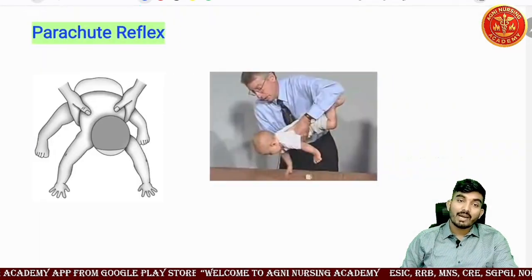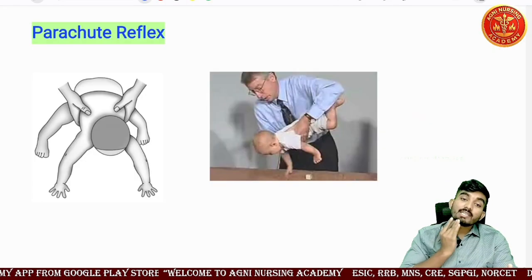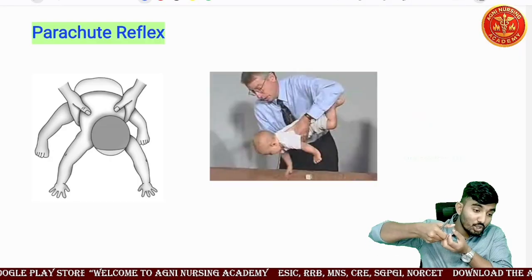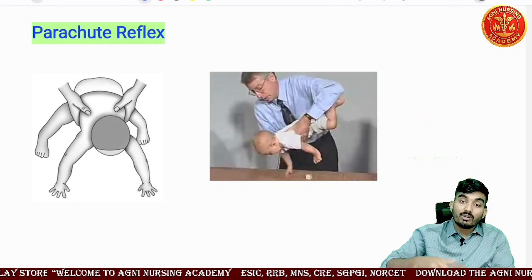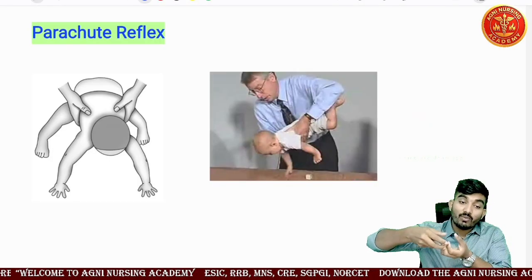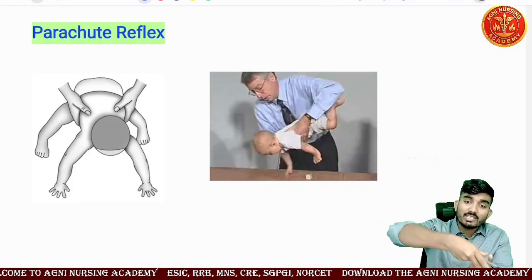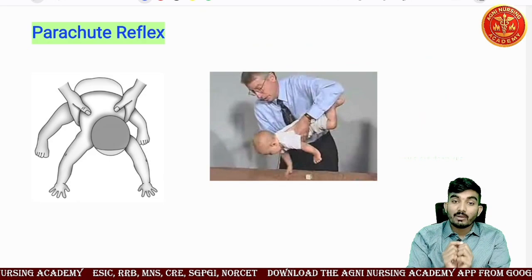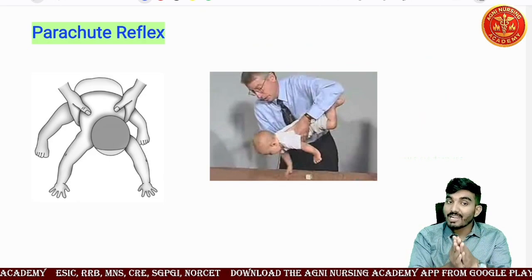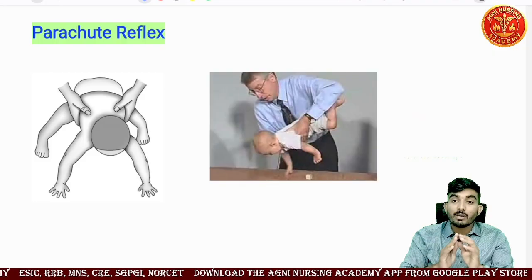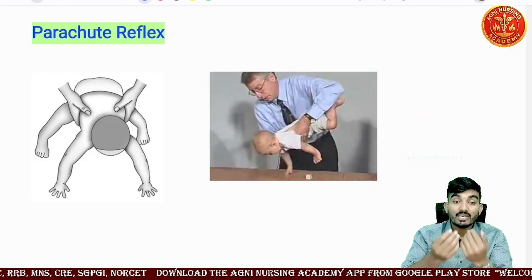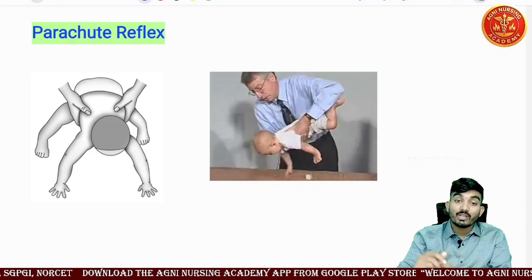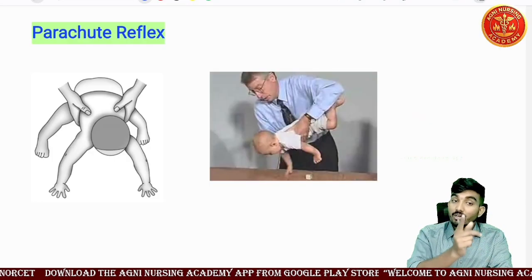Now we'll see the parachute reflex. We hold the child in ventral suspension and lower the body of the child towards the surface. At that time the child automatically extends the extremities, to protect itself. The parachute reflex is a protective reflex to prevent injury to self. When we lower the child, the extension of the extremities is what the child does. That is called the parachute reflex.